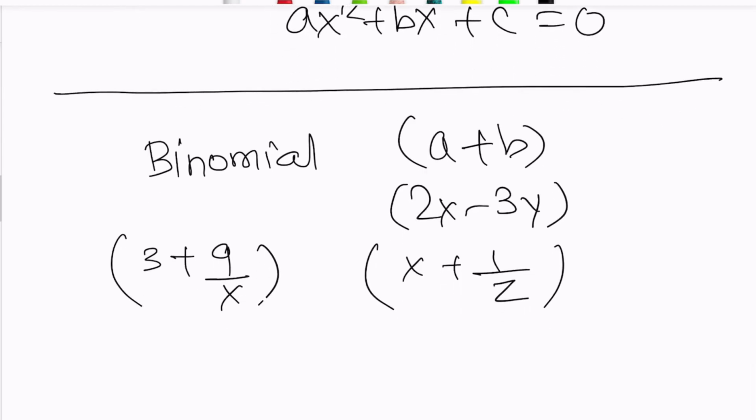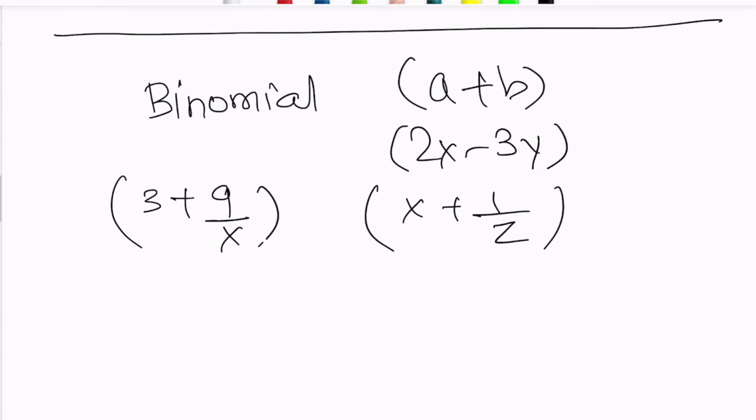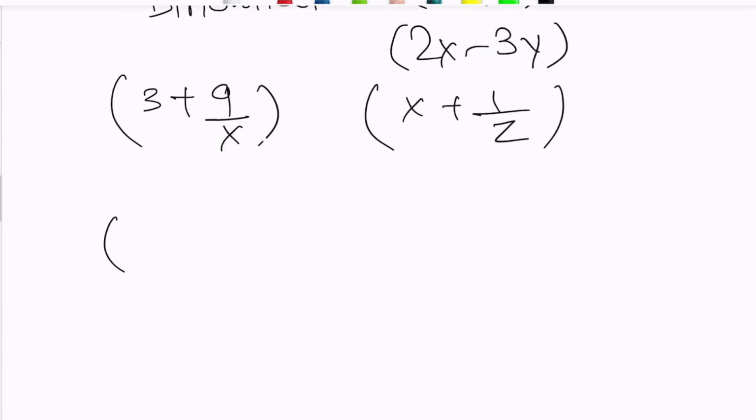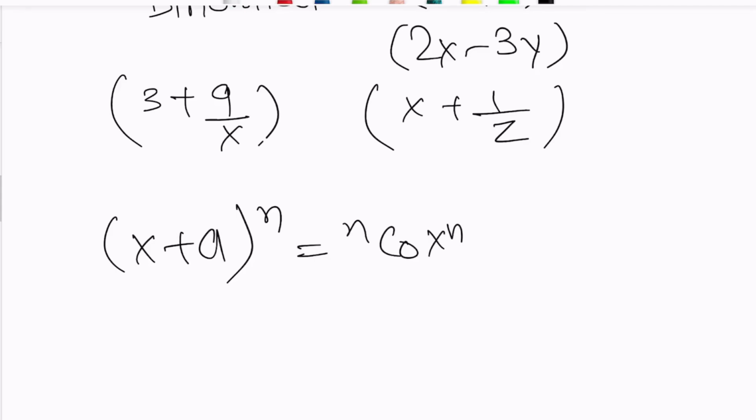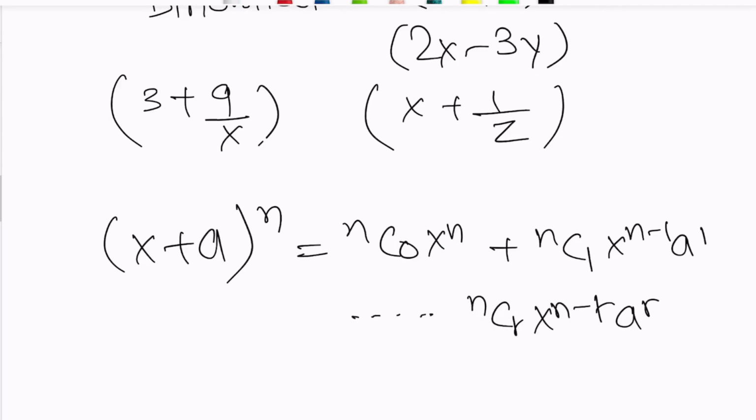And then when we raise these two terms after adding them to some power, say x plus a raised to n, we have a general formula for that, and that is nC0 x raised to n plus nC1 x raised to n minus 1 a raised to 1, and so on until nCr x raised to n minus r a raised to r, and so on until finally nCn a raised to n.